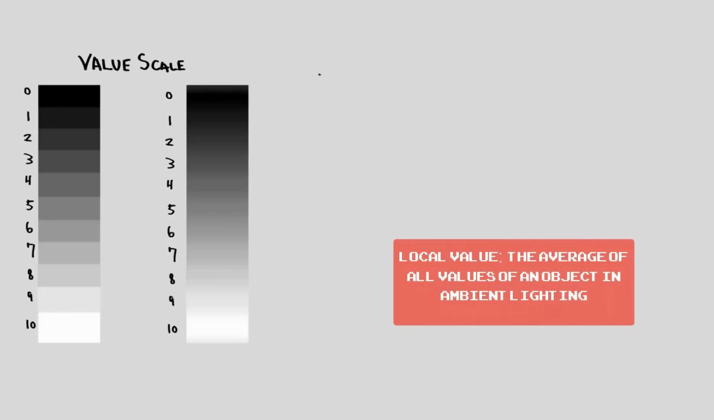For example, when we say someone is wearing a white shirt, the shirt won't appear as a value of 10 all around. Some planes will be in shadow and others in light. What we're actually referring to is the shirt's local value, which is the mean value that an object will appear in ambient lighting. The next fundamental skill in replicating the visible world is being able to control your edges.